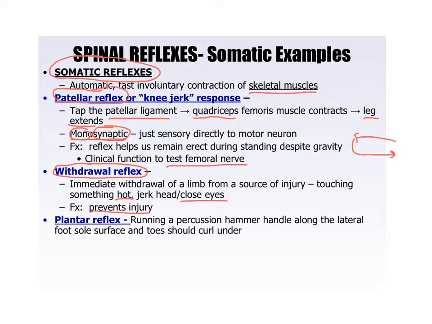And another one is called the plantar reflex. That's where they use what's called a percussion hammer. It's like a little rubber mallet, you've seen it, where they'll rub it along the lateral foot sole surface, and that causes your toes to automatically curl under. And that's the plantar reflex. And I think we will do that one as well in our lab.